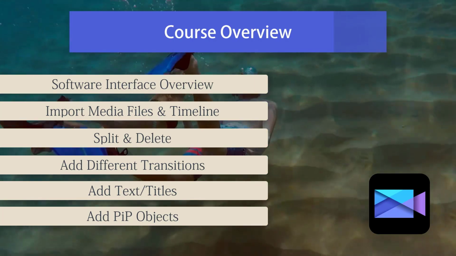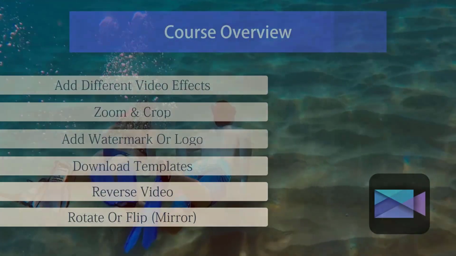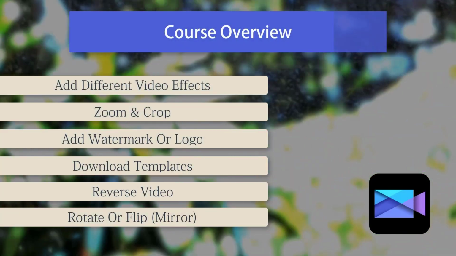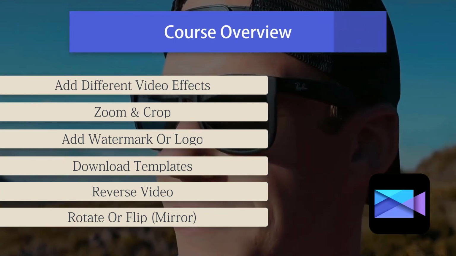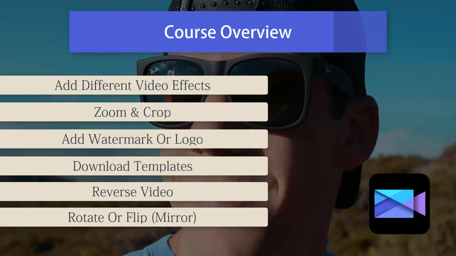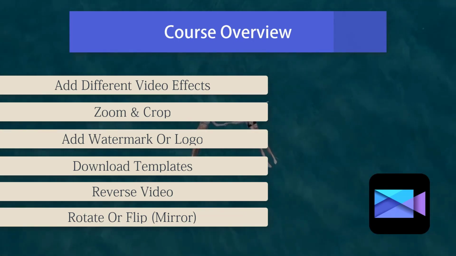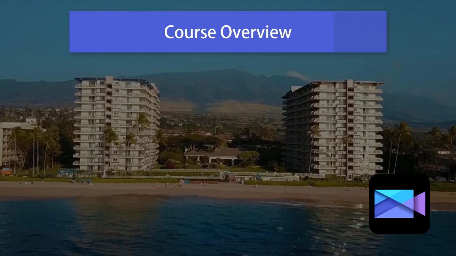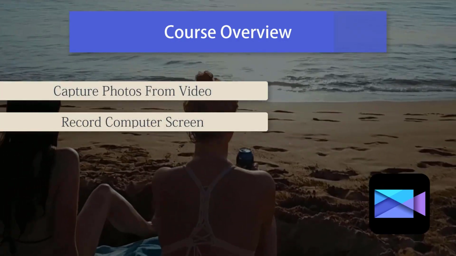Add different types of PIP objects in any video footage. Add different types of video effects. Also, we learn how to zoom in or out and crop any video clip. Add watermark or logo. Download different types of awesome templates from Director Zone without any cost. Reverse video, rotate or flip any video footage. Capture photos from video. Record computer screen with PowerDirector.